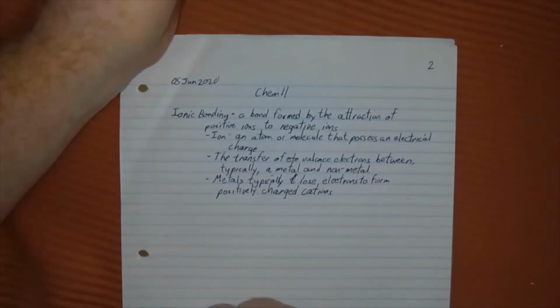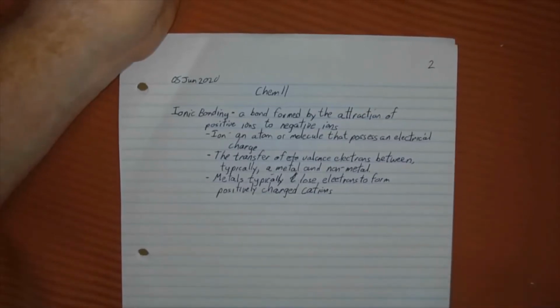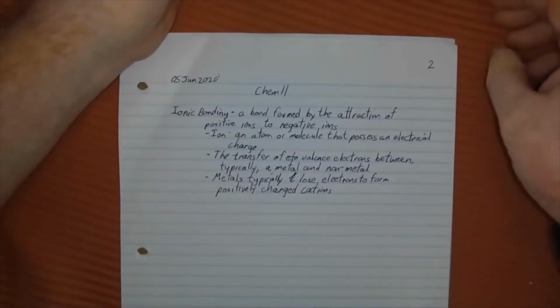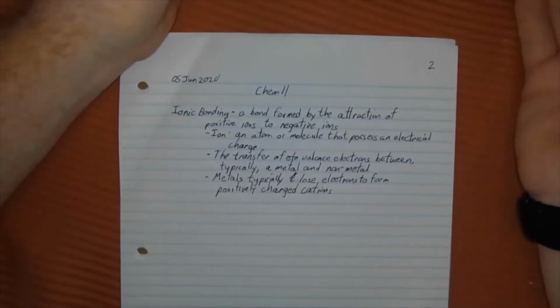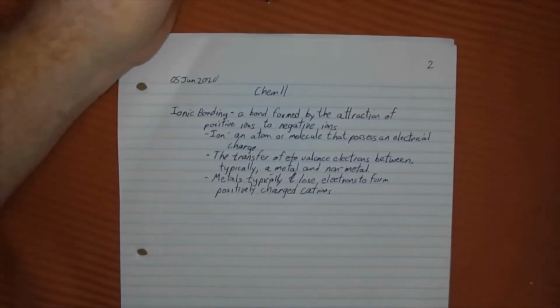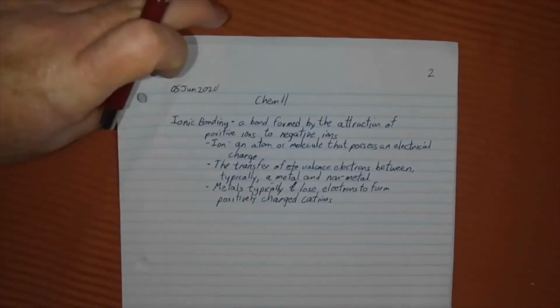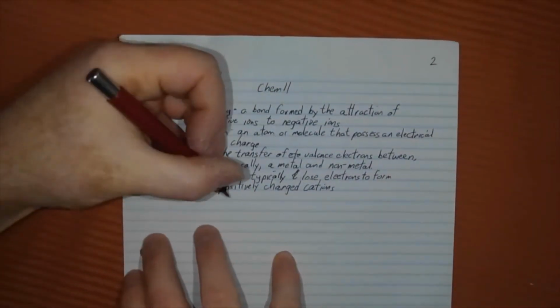I'll define cations later. So metals typically lose electrons. Think of a metal like sodium. Sodium is in the first column. It is very unstable with that electron on there. It can't easily get a full octet by adding electrons. It can more easily remove an electron, and then it would have a full octet and a similar noble gas configuration.